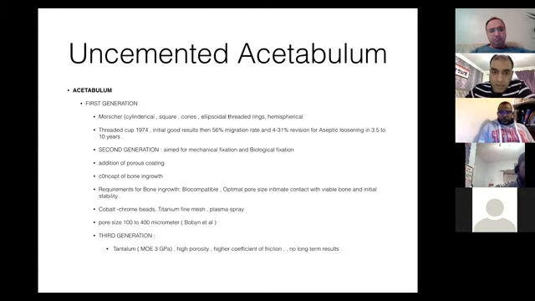But now in the second generation, the aim was mechanical fixation along with biological fixation by adding some porous coating, and the concept of bone ingrowth came in. And the requirements for bone ingrowth were that it should be biocompatible, have optimal pore size, viable bone, and initial stability. The third generation is tantalum.